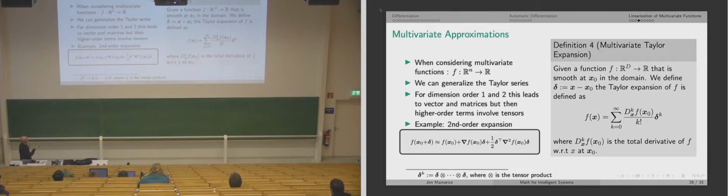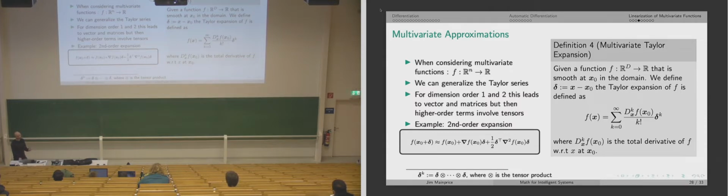The problem is that then you have to define delta, the kth order of delta. And so this is a bunch of tensor products of delta. Because the 0th order is a scalar. The first order is going to be a vector. The second order is going to be a matrix.